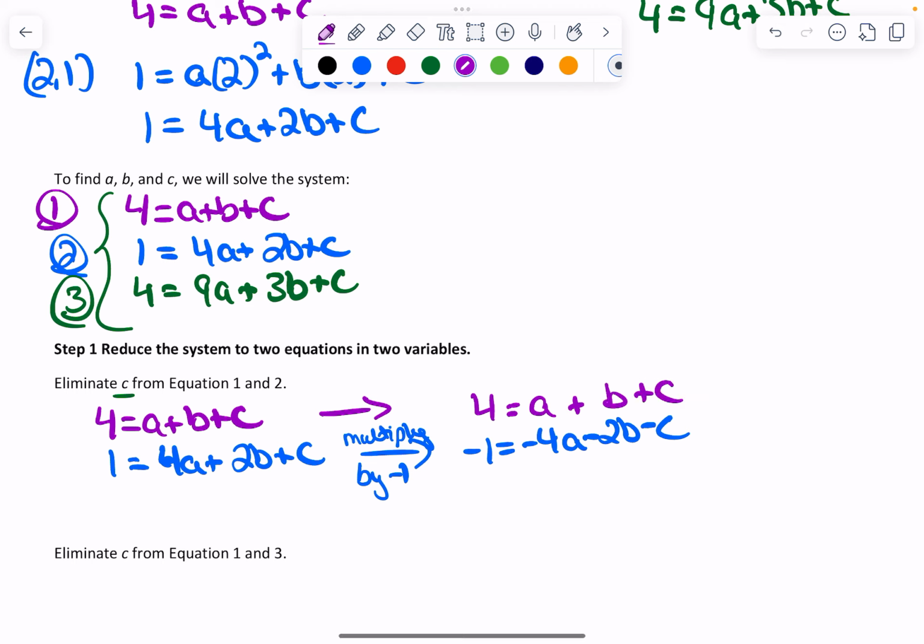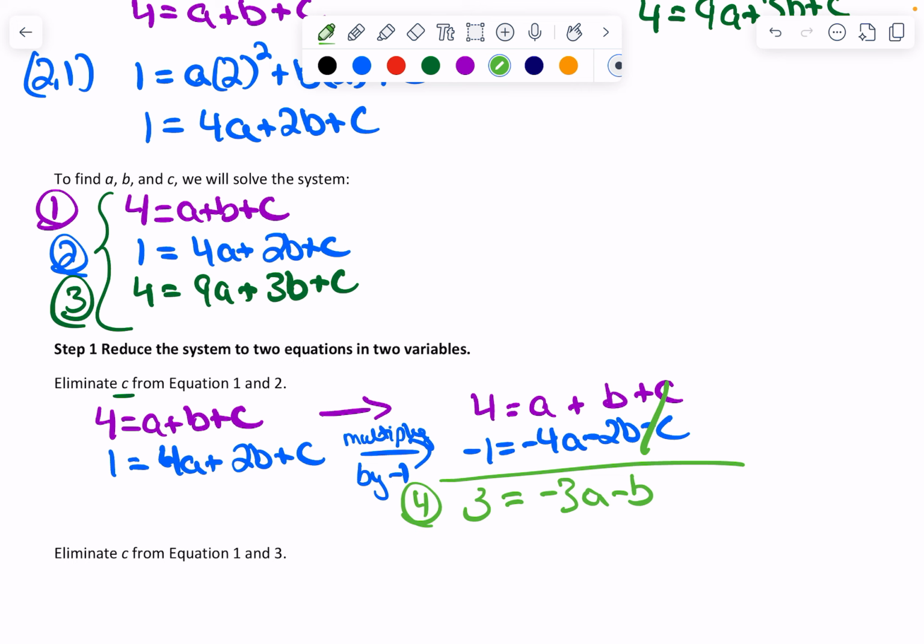It really doesn't matter which one we do first and which one we do second, or which one we multiply by -1. 4 minus 1 is 3. A minus 4a is -3a. B minus 2b is minus b, and the c's cancel each other out. So here's our equation number 4.